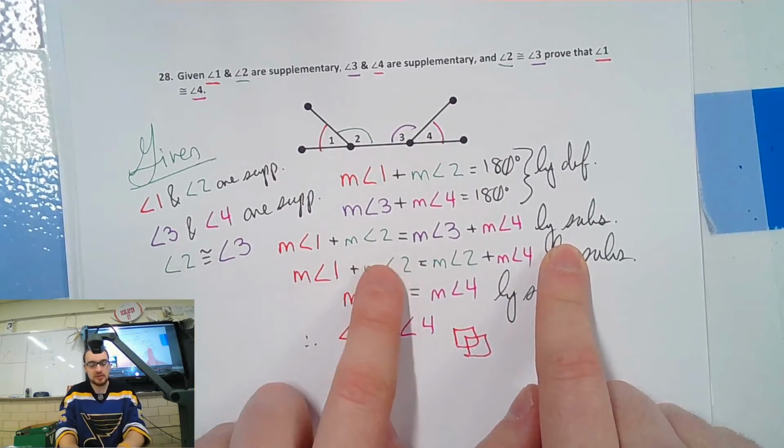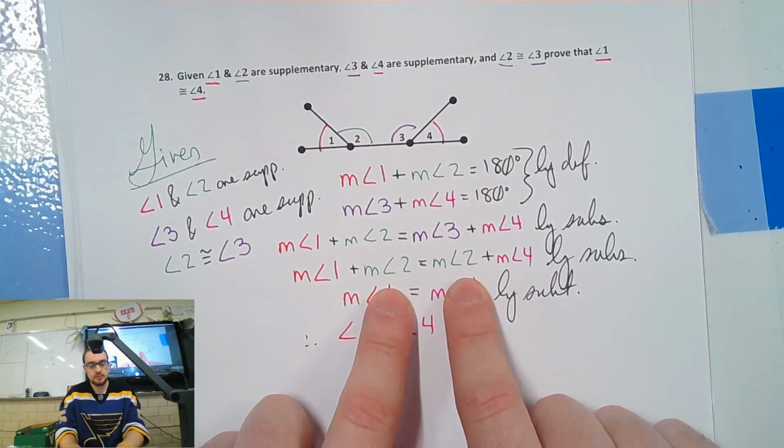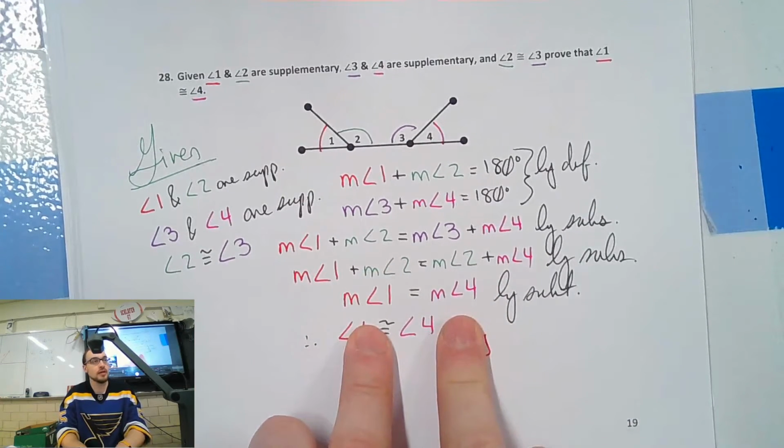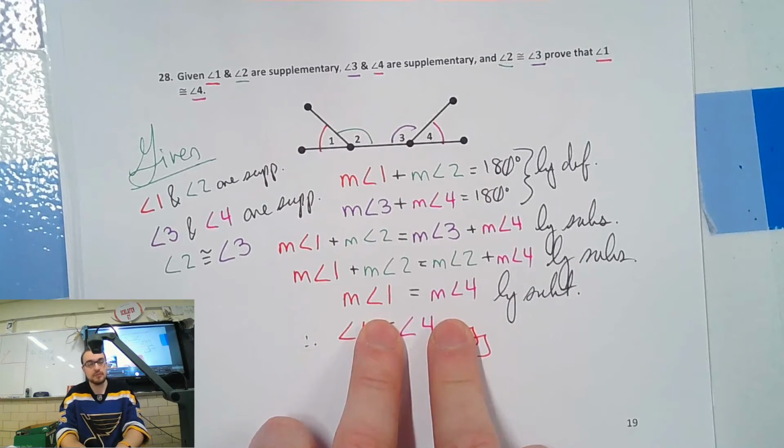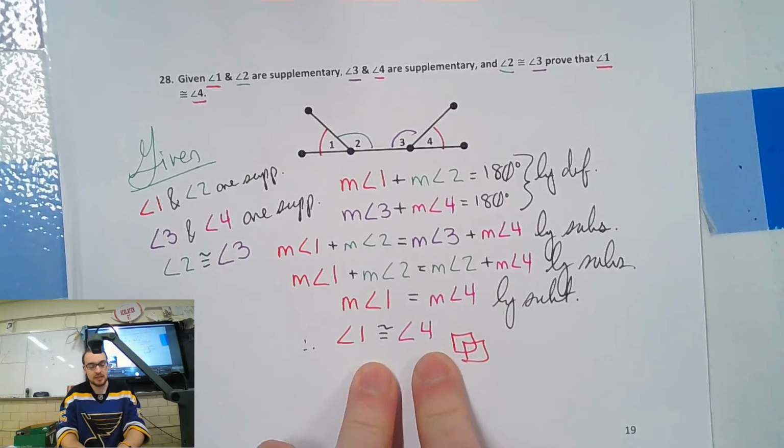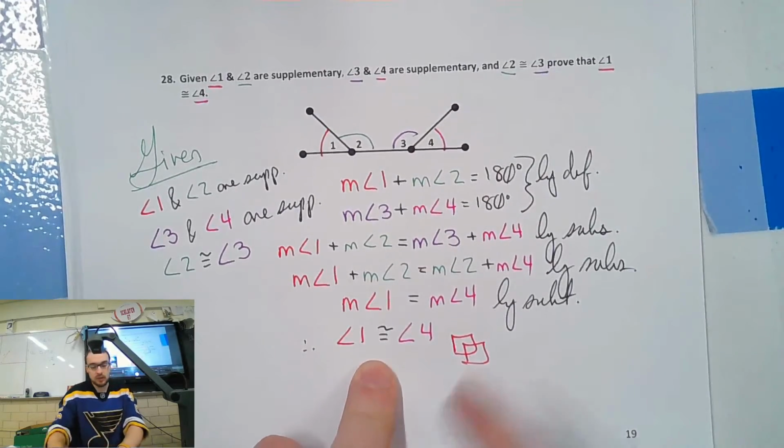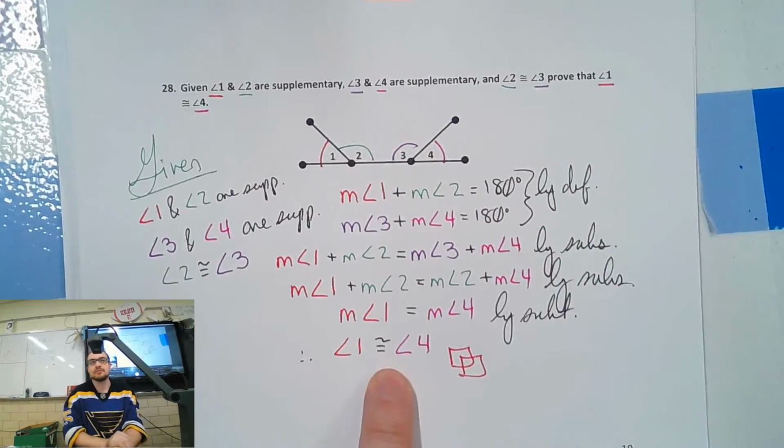Then because 2 and 3 are the same thing, I switch out 3 for 2. So I can subtract them and make them go away. I do that by the subtraction property. I get 1 equals 4, which is what we wanted. Then I write it like this, and I'm done. They wanted us to show that 1 was 4, and I did it.